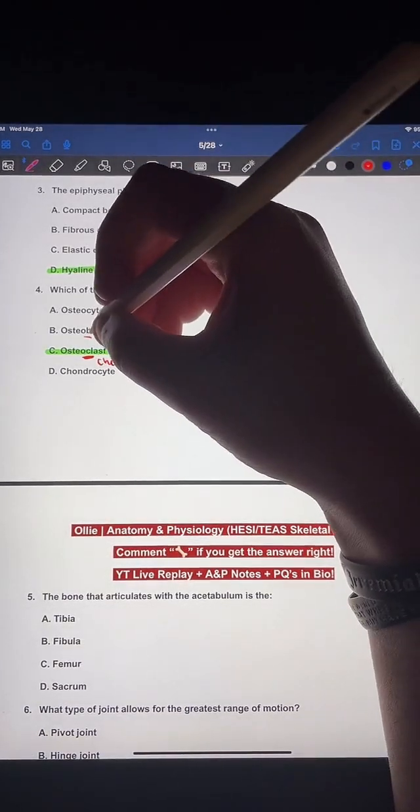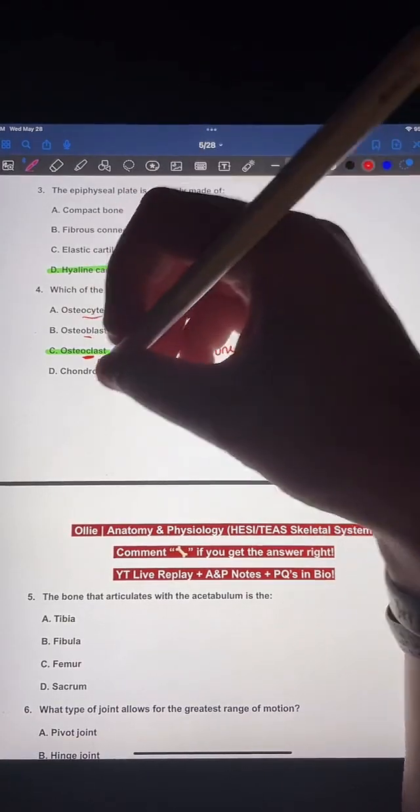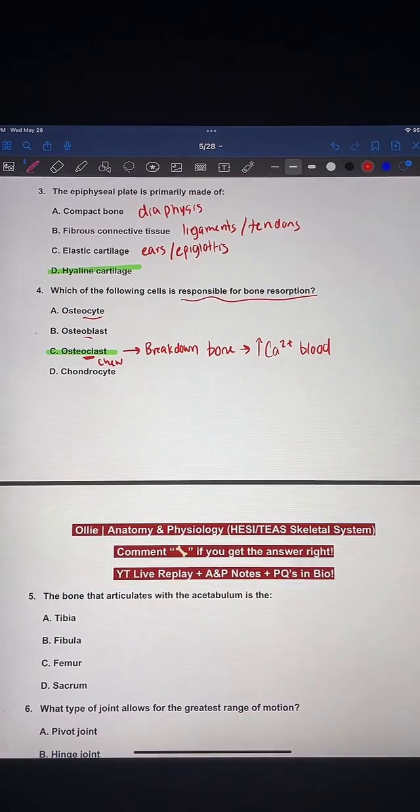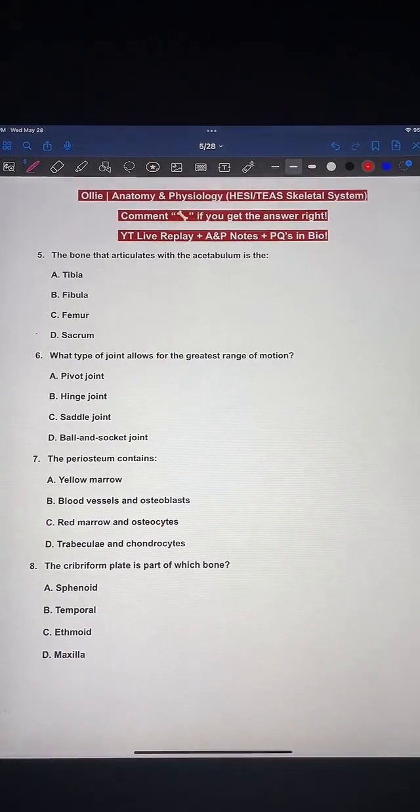And remember, osteoblast, B for build, C for chew. Osteocyte is a mature bone cell. Chondrocyte, that's a cartilage cell, so not in bone. If you got that right, put a bone down in the comments. Moving on to number 5, the bone that articulates with the cerebellum is the what?